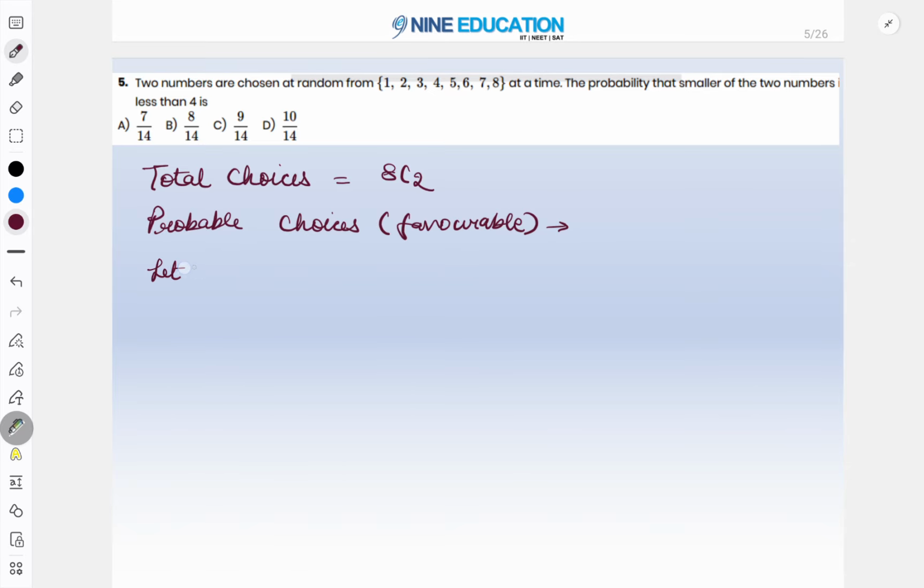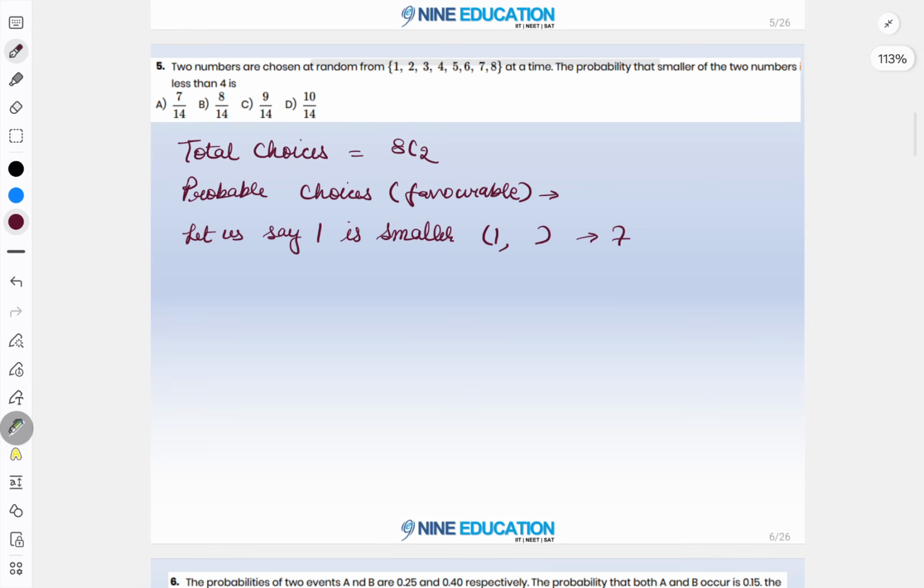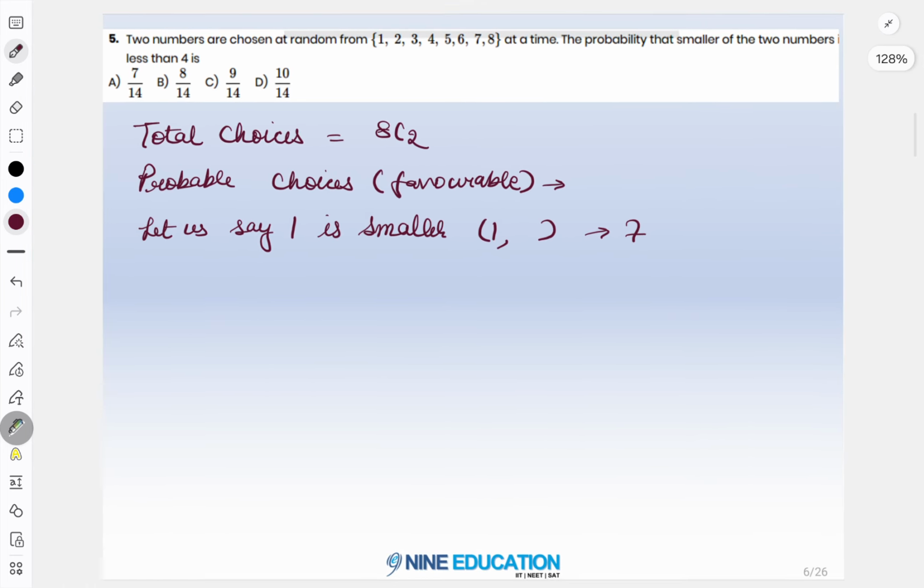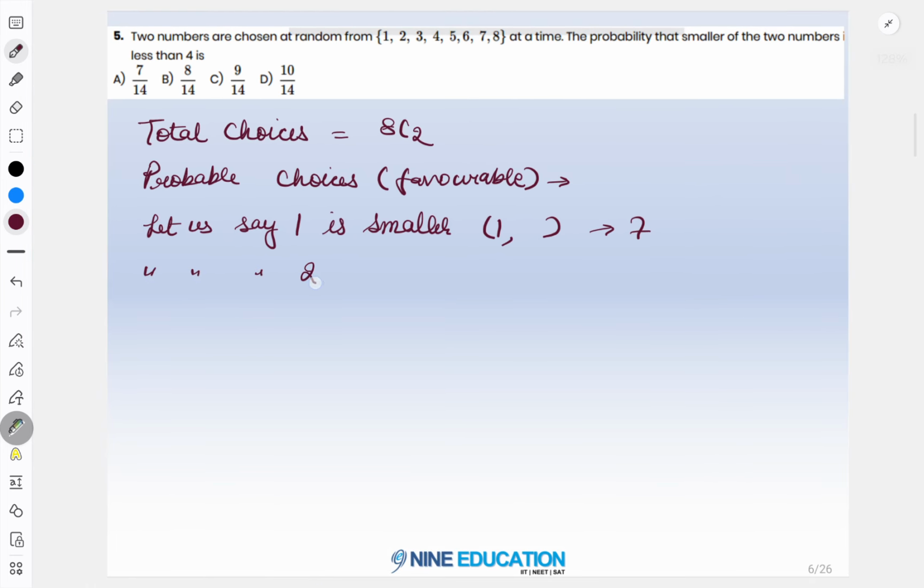Let us say 1 is smaller. So if 1 is smaller and you are taking 2 numbers, so one number is 1, what can be the other number? Every other number which you can choose is larger than 1. So we can choose 7 numbers, 2, 3, 4, 5, 6, you can choose any of them, the 1 will be smaller. Now let us say 2 is smaller.